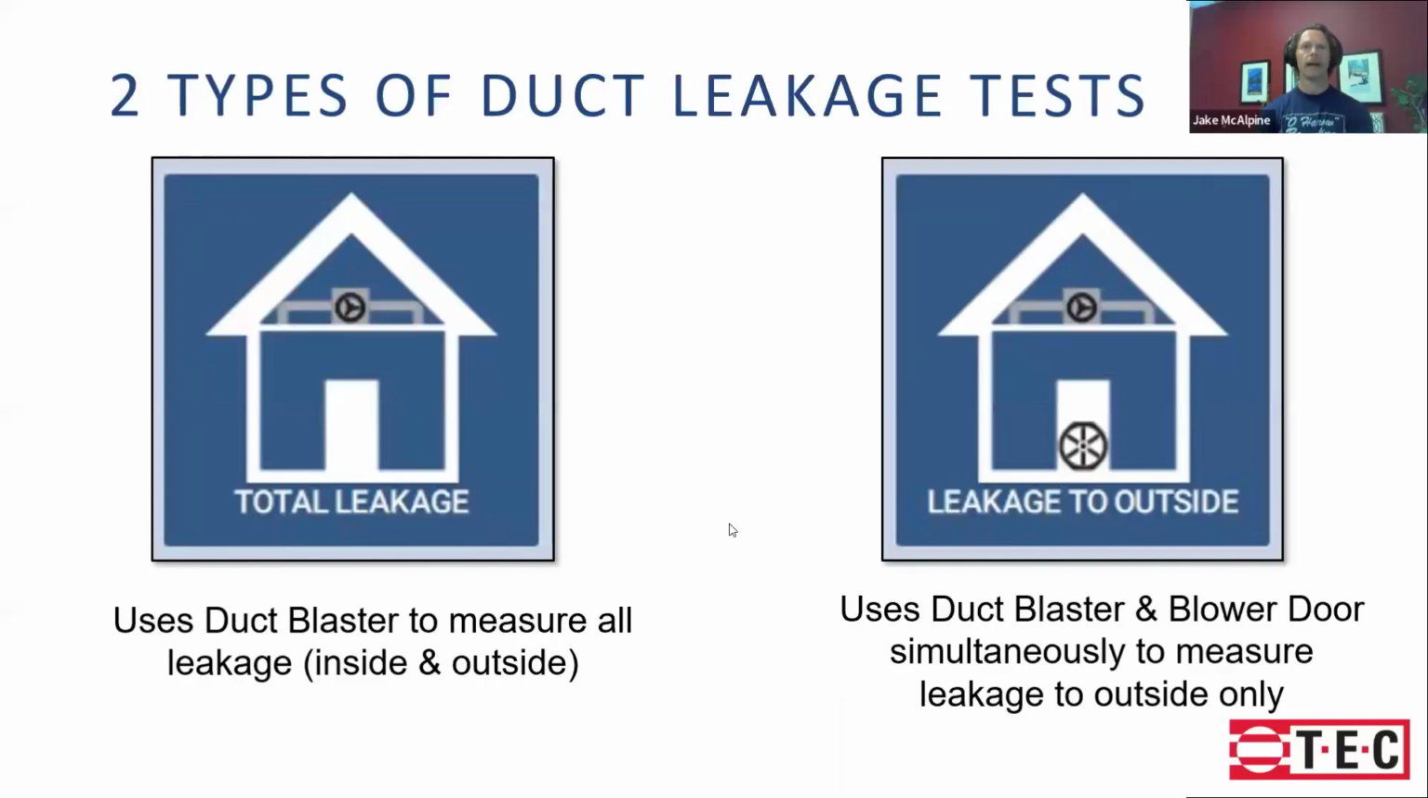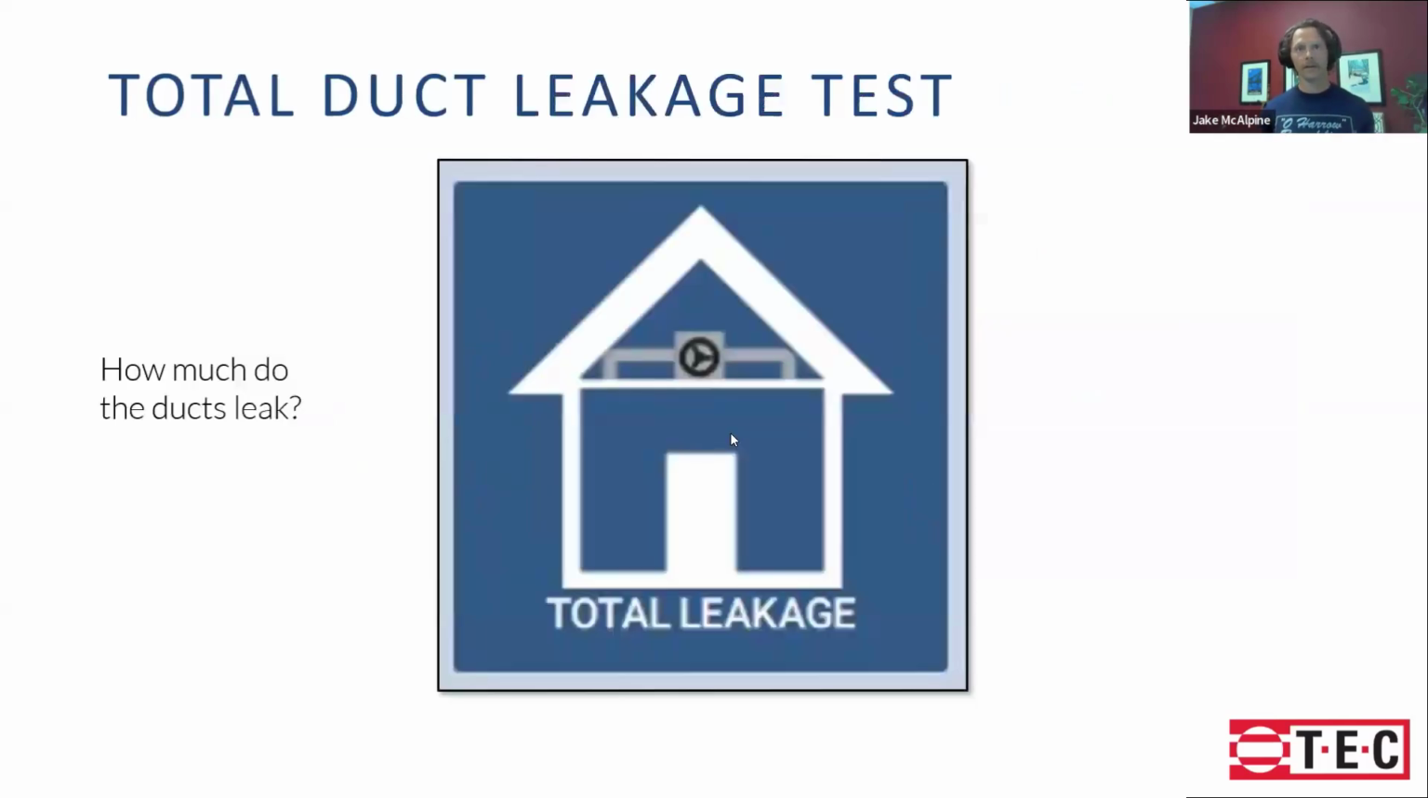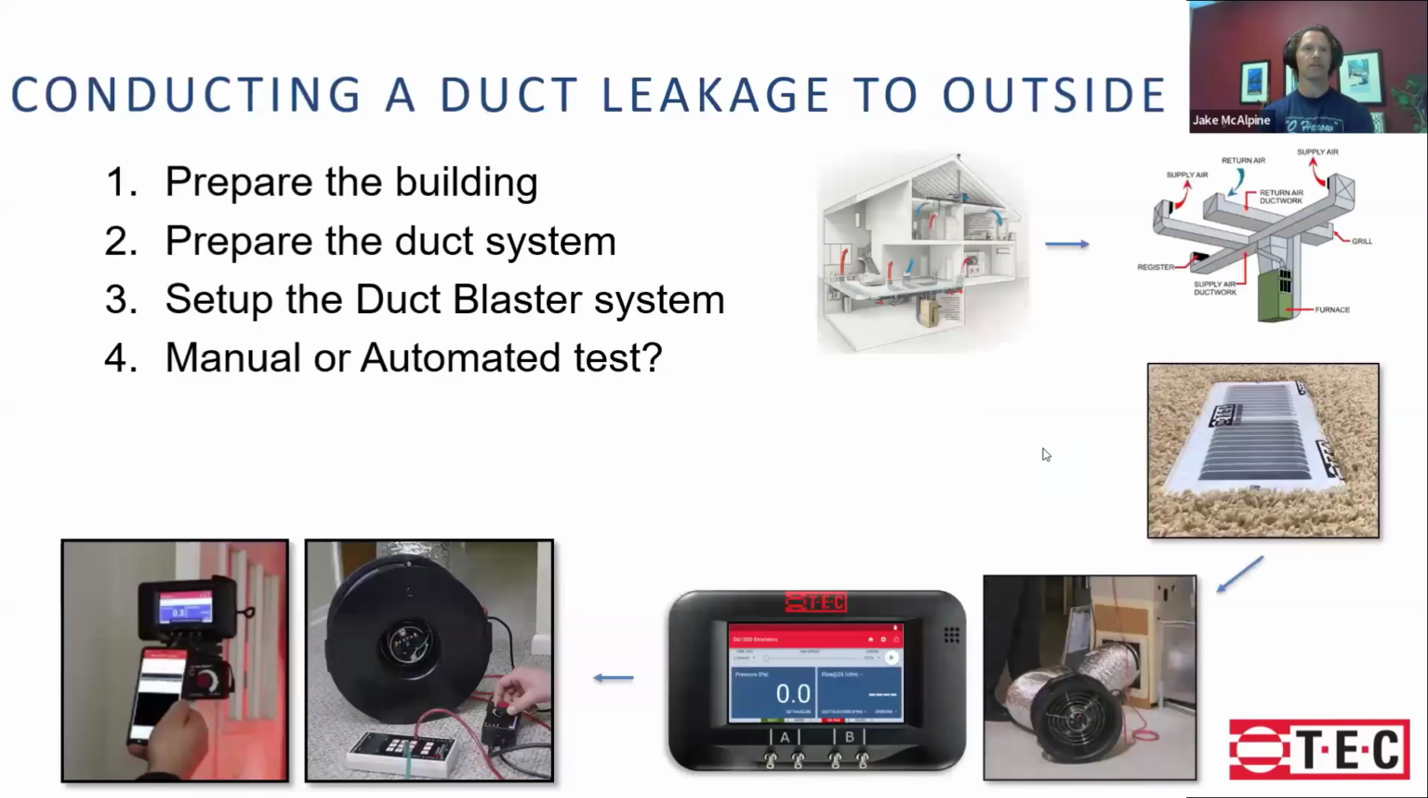So now that we're set up, we've got 2 tests that we can do with this. We've got the total duct leakage test, by far the most common test, which uses the duct blaster to measure all the leaks in the ducts, regardless of where they are. There's another test that we mentioned: the duct leakage to outside. This one uses the duct blaster in conjunction with a blower door, and they work in tandem to cancel out the pressure on the inside, and it just measures the leakage in a duct system that goes to the outside of the house. So 2 very different tests. The total duct leakage test, as we said, is the total amount of leakage regardless of where it is in the house.